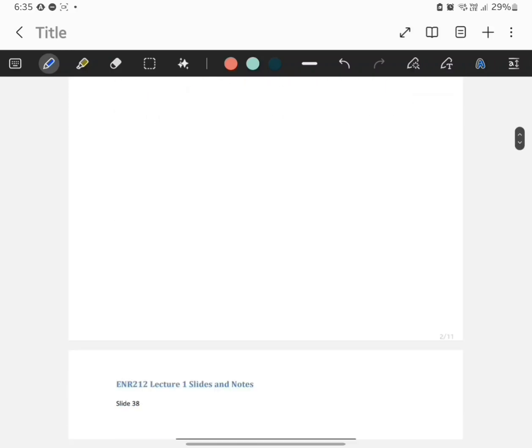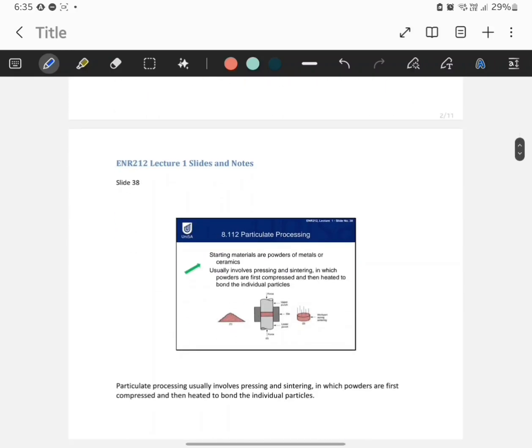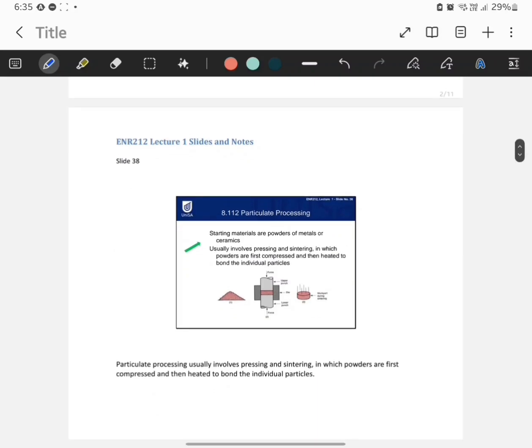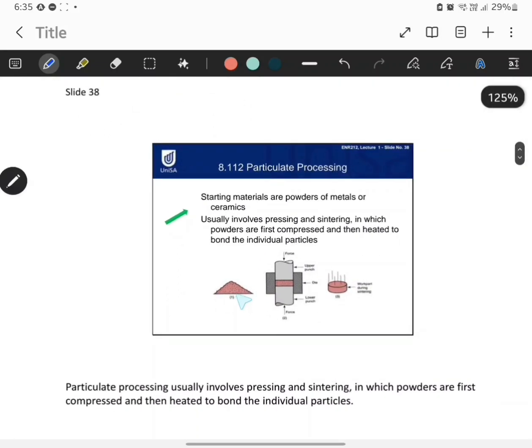Let's move to the next slide. We are looking at particulate processing. This slide introduces how we use powders in manufacturing, particularly metal and ceramics, and the methods to bond these powders into solid parts. As we can see here, we have a powder down here.